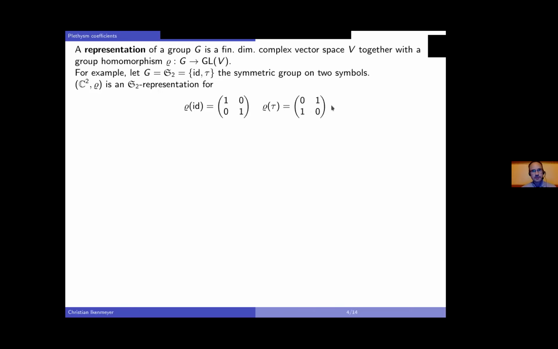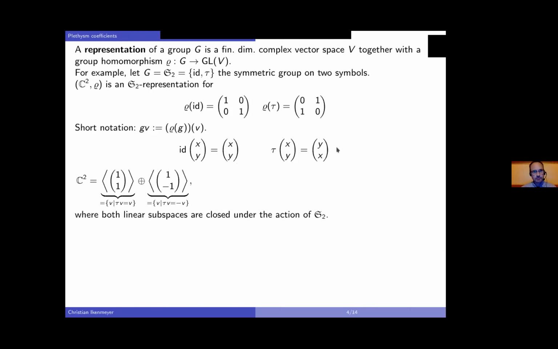Okay, this is a representation, and there's a nice short notation that everybody uses, which is you can multiply a group element with a vector, and that's just defined as mapping the group element using rho and then applying that to v. So this is amazingly intuitive, right? So the identity applied to a vector (x,y) is just (x,y), and the transposition applied to a vector (x,y) is just (y,x). Amazingly intuitive, nice notation for these things.